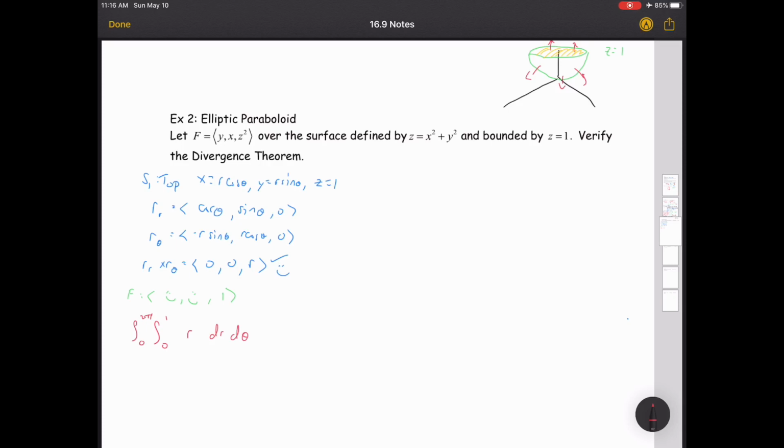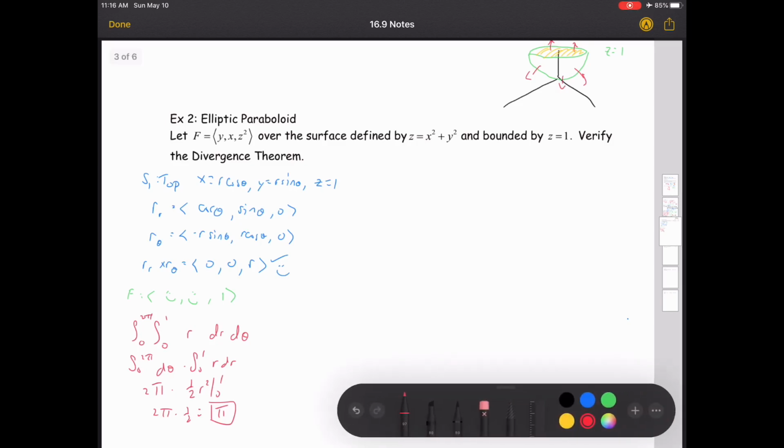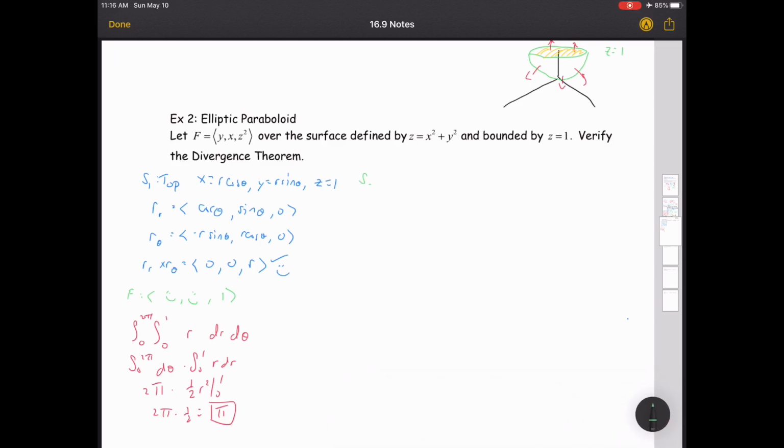So our top disk here is going to have the integral from 0 to 2 pi of d theta times the integral from 0 to 1 of r dr. We know the first one gives us 2 pi, and then we get 1/2 r squared from 0 to 1, which is a half minus 0, so it's a half. Ultimately, what we get is 2 pi times 1/2, or pi. Okay, so that's the flux going through the disk. Now we need to do the flux through surface number 2, the paraboloid portion of this thing.